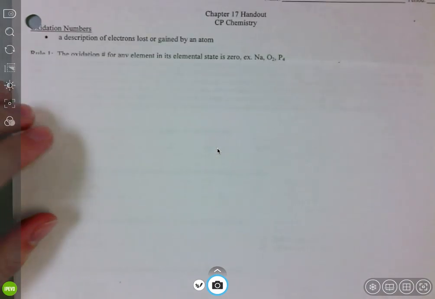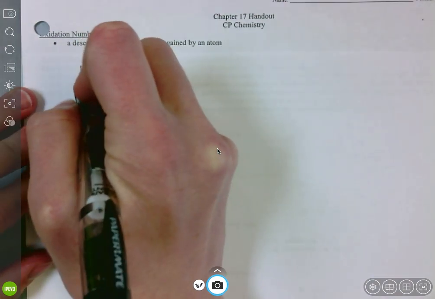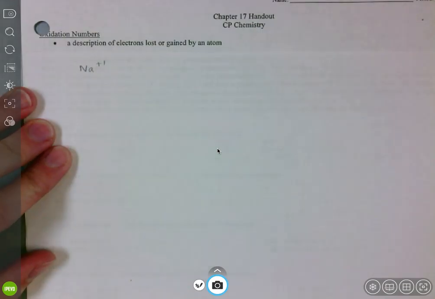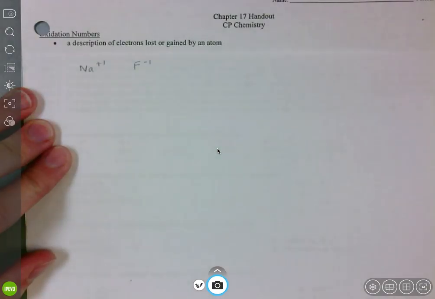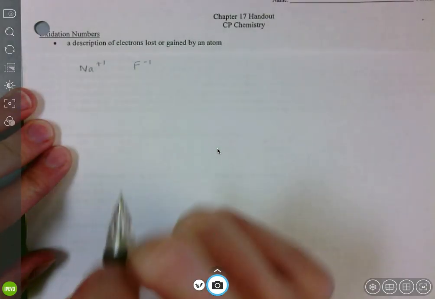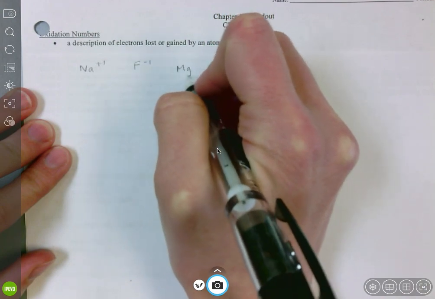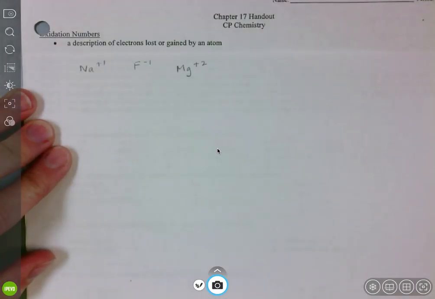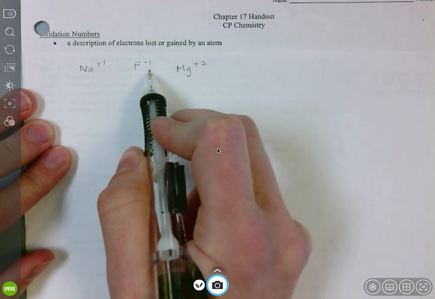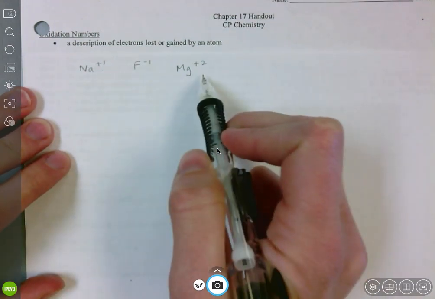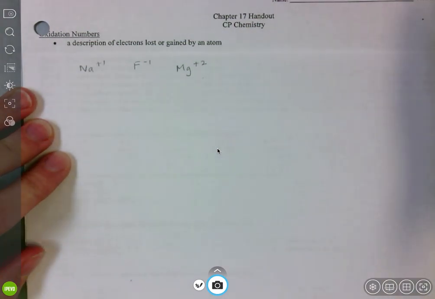So for example, sodium is going to form a positive 1 cation always. Fluorine's going to form a negative 1 anion. Magnesium is a positive 2. So these are the oxidation numbers. Sodium's is a positive 1, fluorine's is a negative 1, and magnesium is a positive 2.